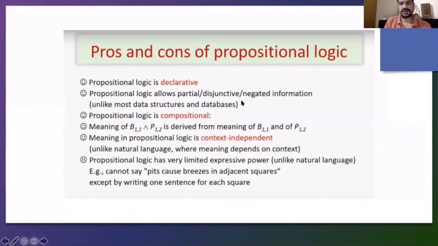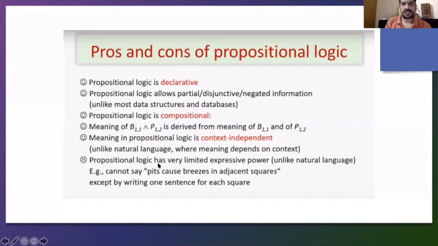Now let's understand the advantages and disadvantages of propositional logic. Propositional logic is declarative. We can easily declare it. Propositional logic allows partial, disjunctive, negated information, so we can do disjunction, negation, all those things. Propositional logic is compositional. We can compose it, and we can get more results after applying operations on it. Meaning of B11 or P12 is derived from the meaning of B11 and P12. It means that propositional logic is context independent.